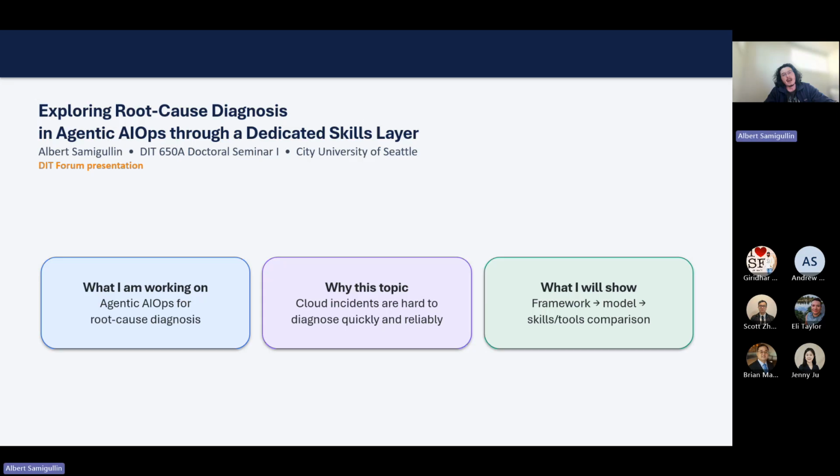Because it is tempting to think that if an agent has a lot of skills, a lot of tools, it could behave better, which is reasonable, but we should prove whether that's true, I think.